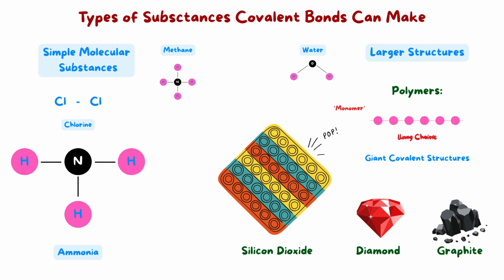However, covalent bonds can also form much larger and more complex structures such as polymers and giant covalent lattices. Polymers are long chains made from repeating units called monomers, and these are used to manufacture everyday materials like plastic bags and t-shirts. On the other hand, giant covalent structures include substances like silicon dioxide, diamond, and graphite, where billions or even trillions of atoms are bonded together in a continuous network or lattice. These structures are extremely strong because every atom is connected to others by covalent bonds throughout the entire substance.